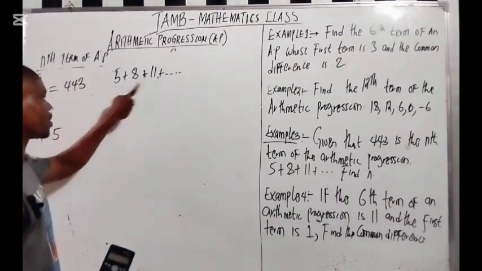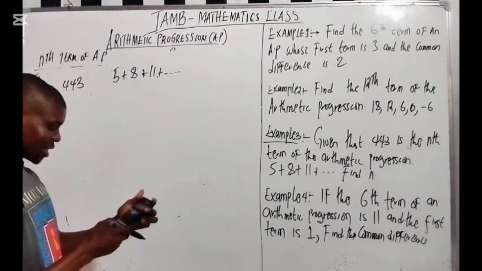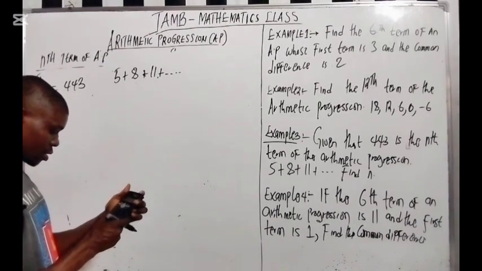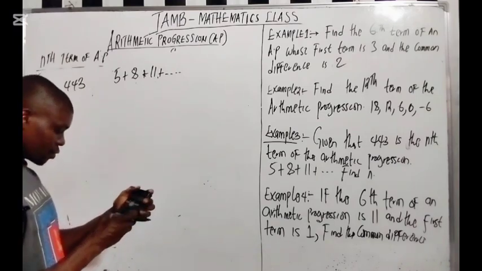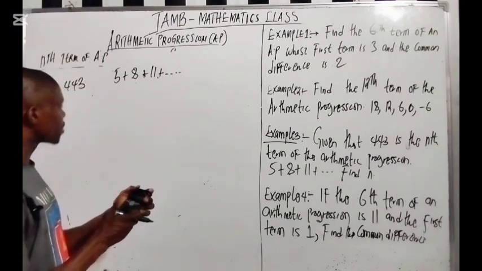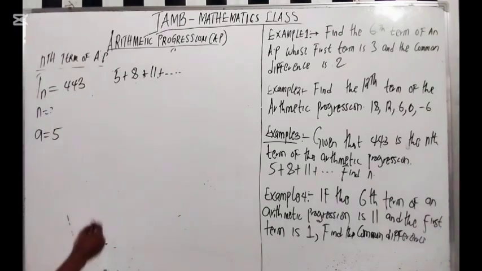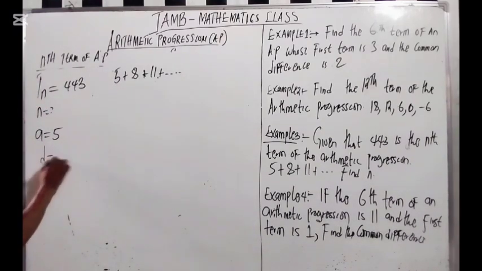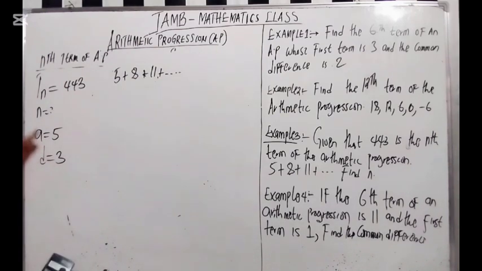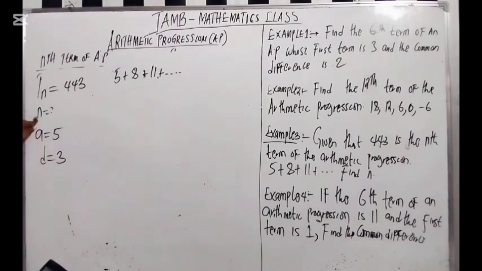What the common difference is, is very easy. This minus this, or this minus this, is okay. So if you look at it, 8 minus 5. 8 minus 5 is what? Is 3, right? 11 minus 8 is what? Is 3. So my common difference here is 3. Now they say we should look for the nth term.